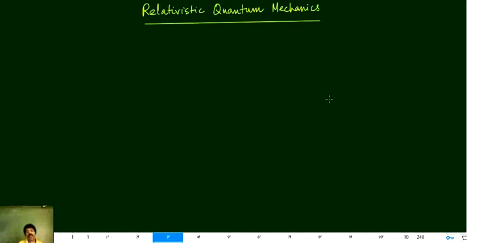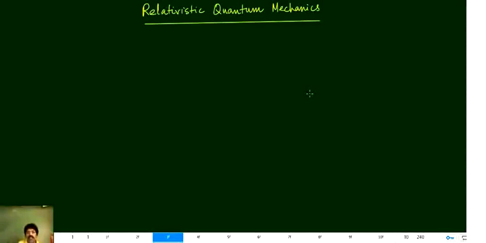Good morning, students. This is our third lecture on relativistic quantum mechanics. Today we shall search for equations which remain invariant under Lorentz transformation, and that equation must describe particles which move close to the speed of light. That means their de Broglie wavelength is comparable to the Compton wavelength.